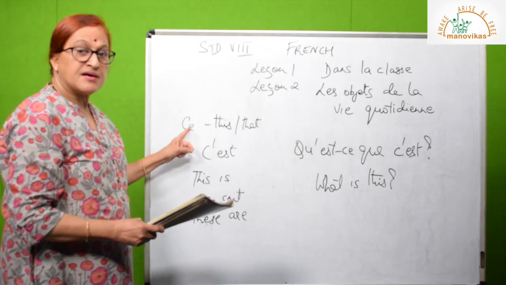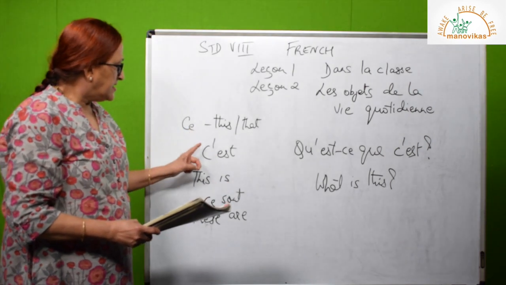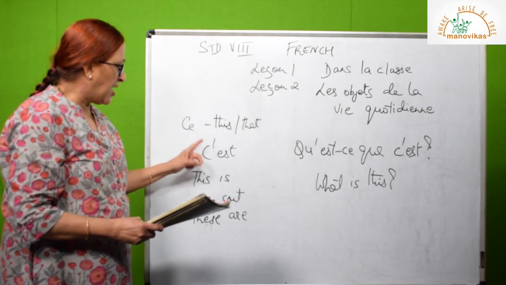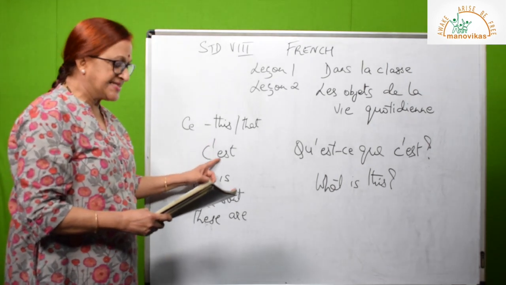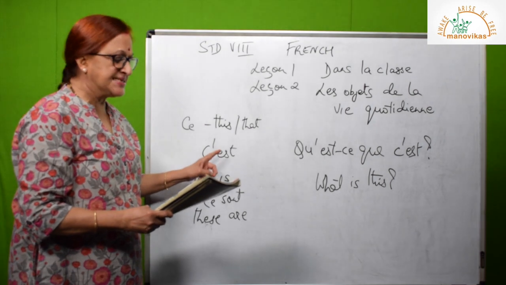Why have I cut off the e? Because it's a clash of vowels. E is a vowel, E is a vowel. So I put C apostrophe. C'est. So c'est means this is.